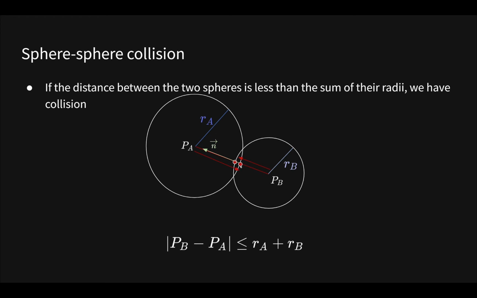We can also generate the contact points pretty easily. For instance, the contact point of shape A on shape B would be right here, essentially just the closest point on the sphere to the center. And the contact point of shape B on shape A would be right here. The normal would just be the difference between the two centers. That way you can get both the contact points and the normal.